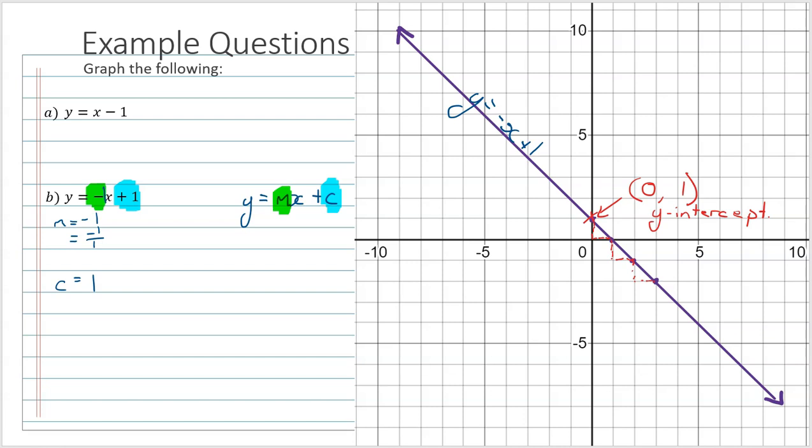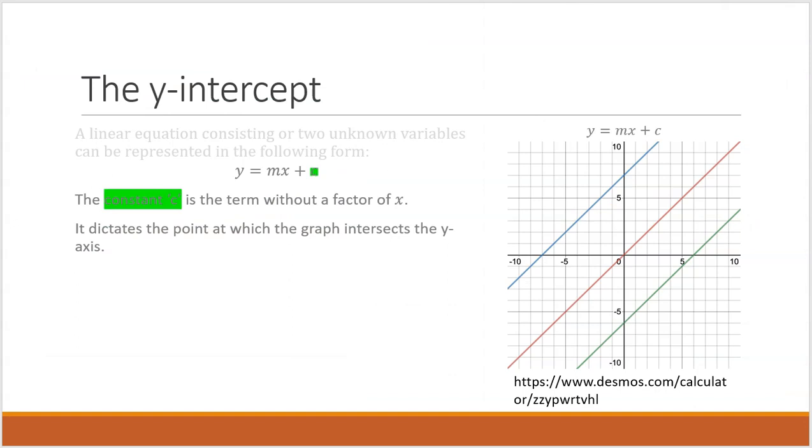Right, so what we've learned is in y equals mx plus c, the c is known as the constant, and it is a term without a factor of x involved. It dictates the point at which the graph intersects the y-axis, this being the y-axis here.